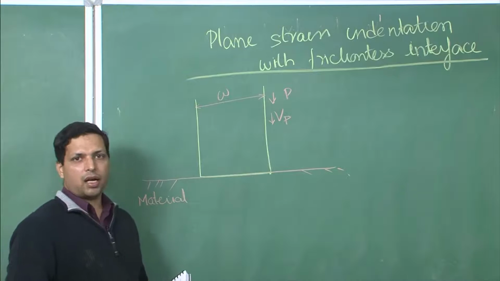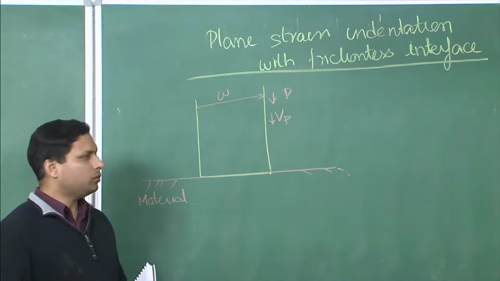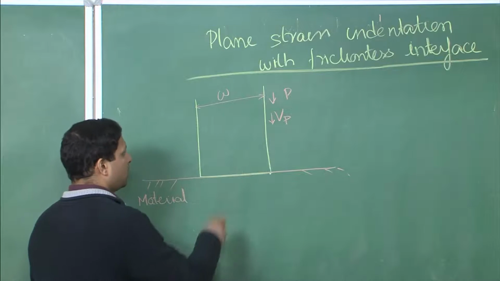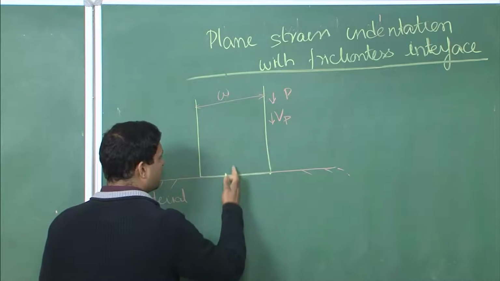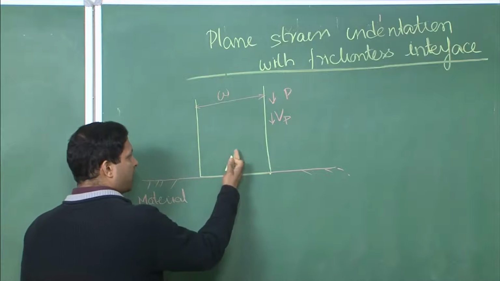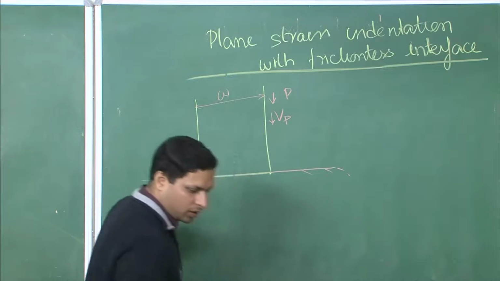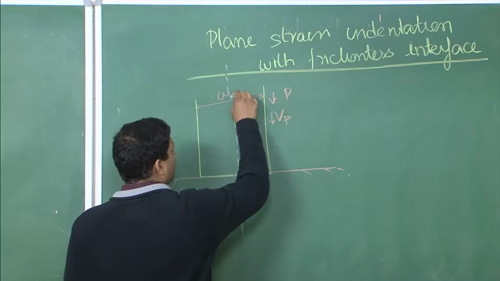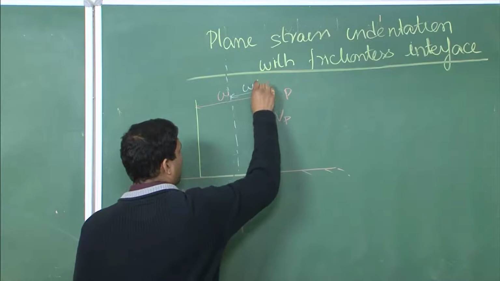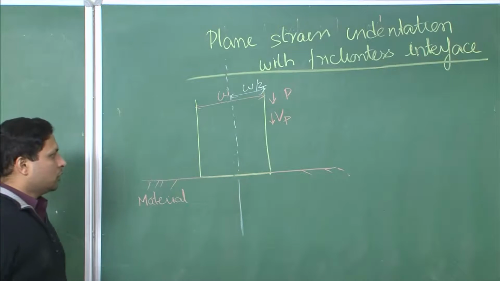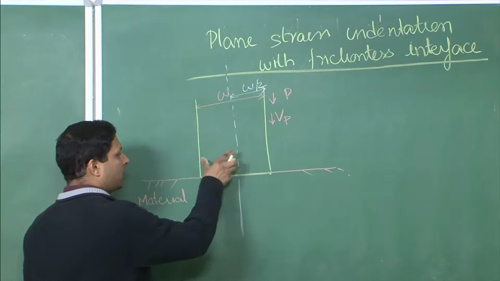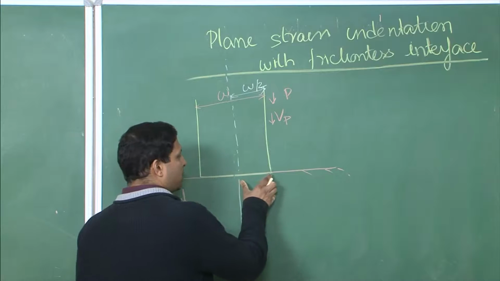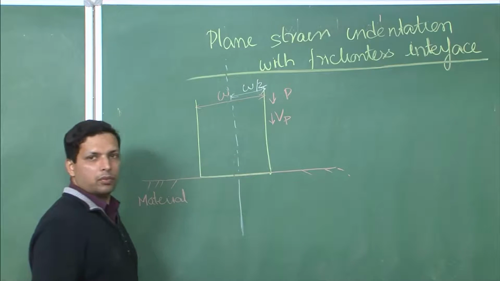So, first thing, what is the guideline? According to the guideline, what is the first thing that we need to do? We need to reduce the problem with respect to geometry. Again here, the geometry is symmetric around this central plane. So, let us draw a center line over here. So, this becomes W by 2. Now, whatever is happening on this side is exactly what is happening on the other side. So, we can concentrate only on one side of the problem.